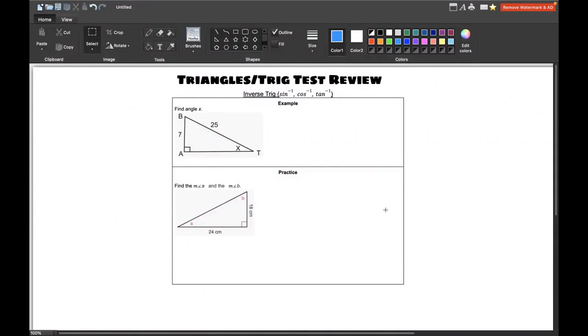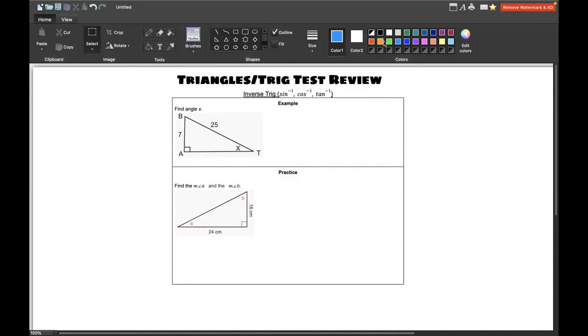All right, we're on to the last part of this review. So now we are talking about inverse trig ratios. This was the only one where you're solving for an angle. If you look at all the problems here, you can see that the x is now in the angle, it's not a side. So if you're solving for an angle, you know this is the method you're going to use.